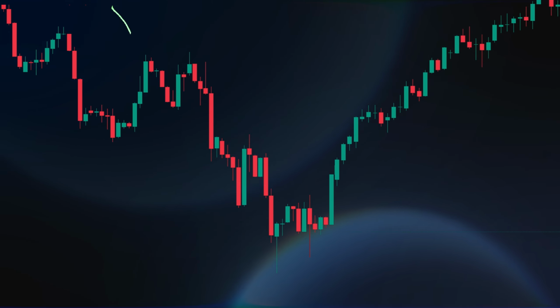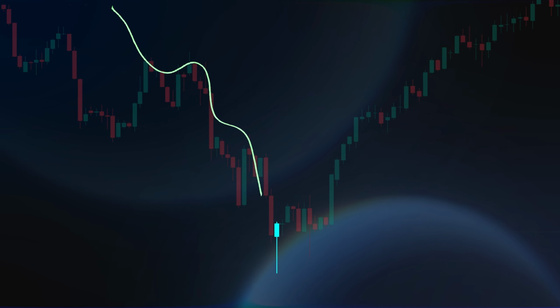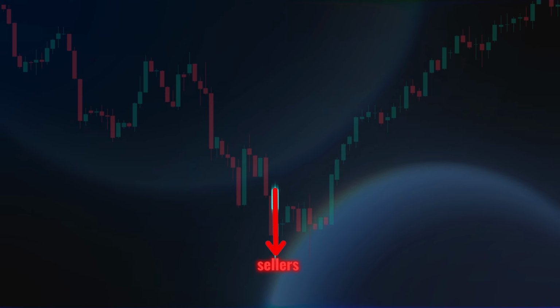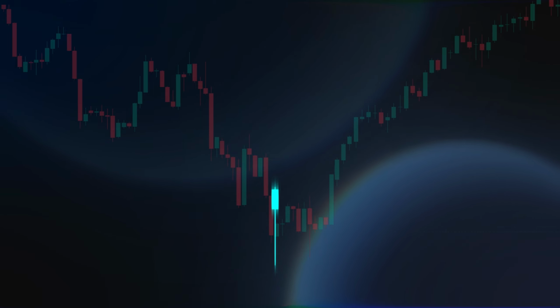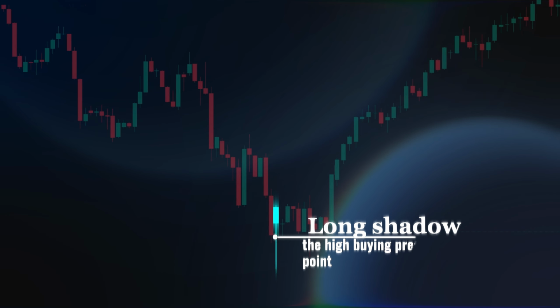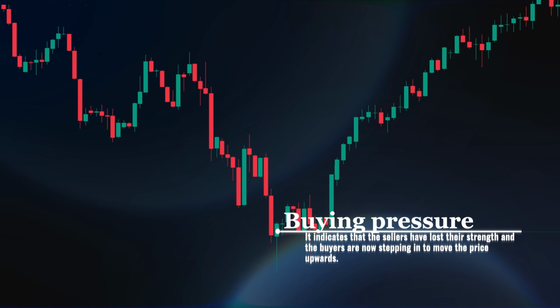As you can see, the market was trending down. The formation of the hammer or bullish pin bar was a significant reversal pattern. Look at this candle: sellers push the market lower after the open, but they get rejected by buyers. This long shadow represents the high buying pressure from this point. So it indicates that the sellers have lost their strength and the buyers are now stepping in to move the price upwards.